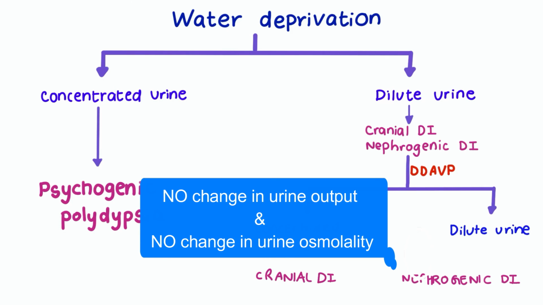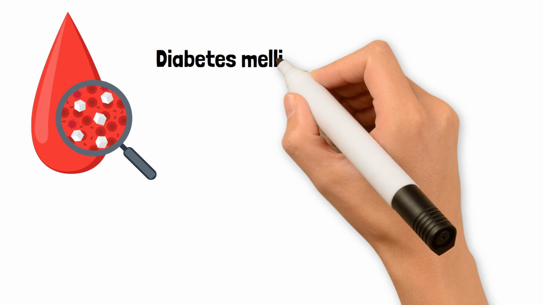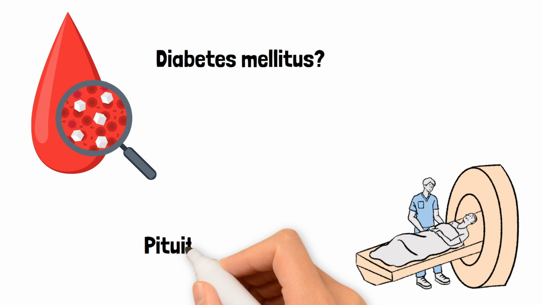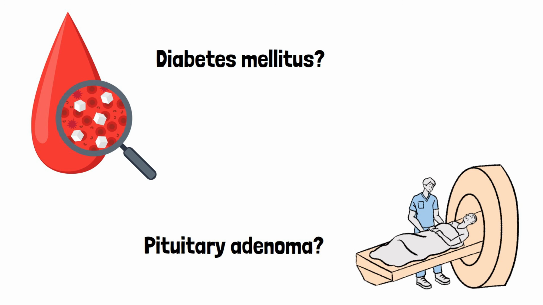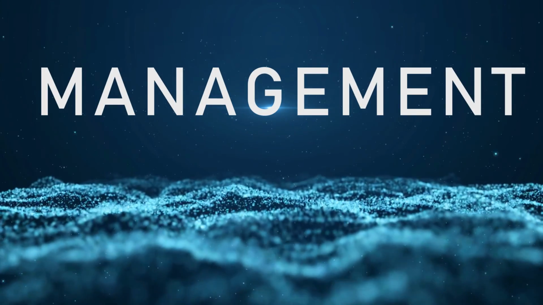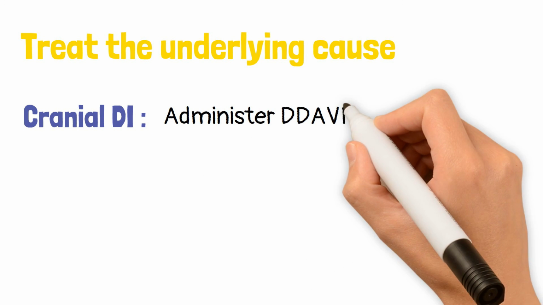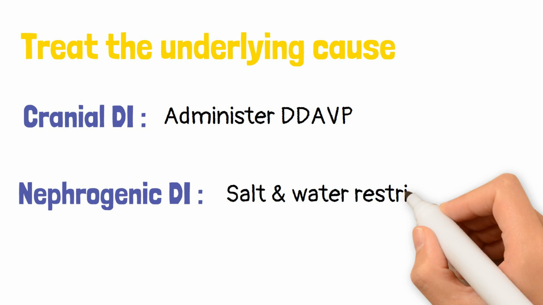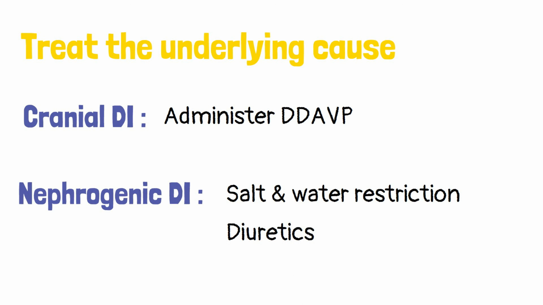We can also check the blood glucose to exclude diabetes mellitus, which is a differential diagnosis in patients presenting with polyuria and polydipsia. MRI can also show a pituitary or hypothalamic mass when it comes to central diabetes insipidus. When it comes to management of diabetes insipidus, treat the underlying cause. In central diabetes insipidus, DDAVP can be administered intravenously, intranasally, or orally. For nephrogenic diabetes insipidus, first-line treatment consists of salt restriction and water intake. Thiazide diuretics can also be used to promote mild volume depletion and to stimulate water reabsorption.